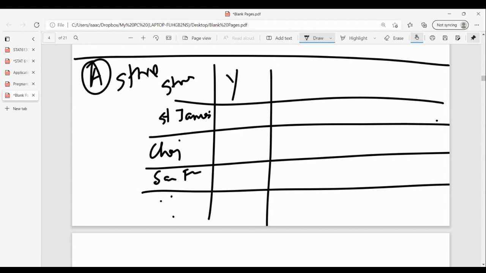And what you are looking at, Y, is your dependent variable, and you're looking at the amount of sales that they get in 1 year, right? From each one of these stores here, right? So the sales. So St. James might bring in 2 million. Chaguanas might bring in 1.5 million. San Fernando might bring in 6 million, etc., right?